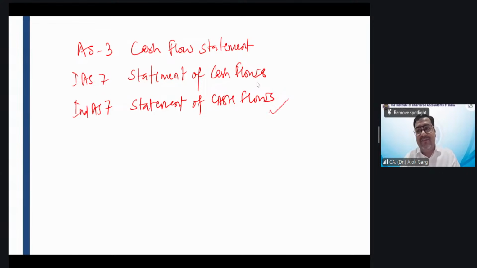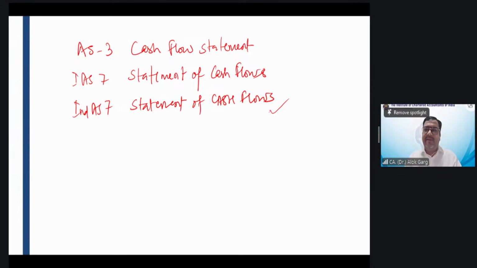And Ind AS 7 says statement of cash flows. So NFRA said that since you have to follow the guidance according to Ind AS, and Schedule 3 itself says that the meaning and expression of all the words given in Schedule 3 have to be taken from the Indian accounting standards. So this is very, very clear to us.